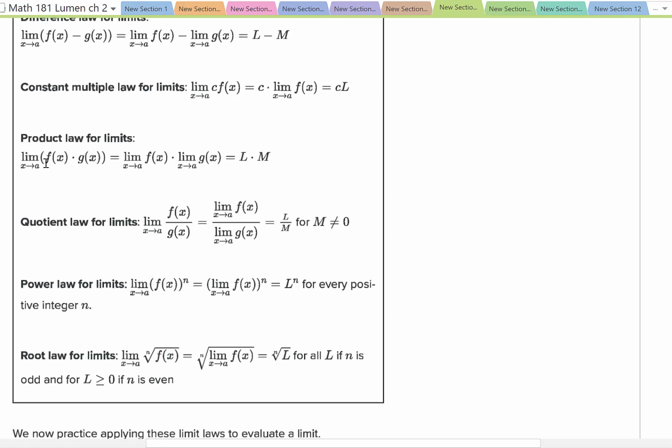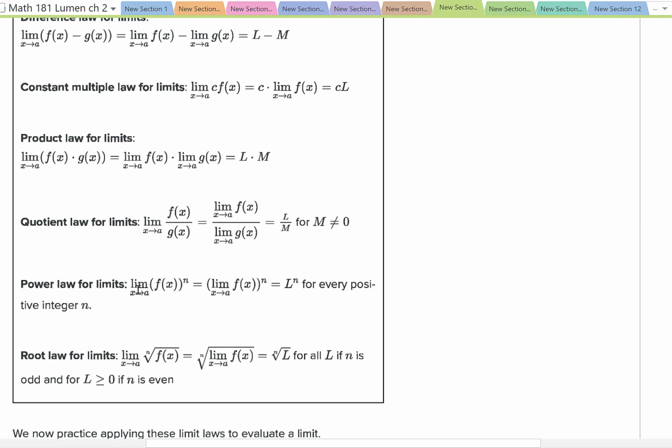Product laws for limits. The limit as x approaches a of f of x times g of x is just going to be the product of their limits. Likewise for quotients, if we're doing division, the limit of a quotient is the quotient of their limits, as long as the limit of the denominator is not going to be 0.